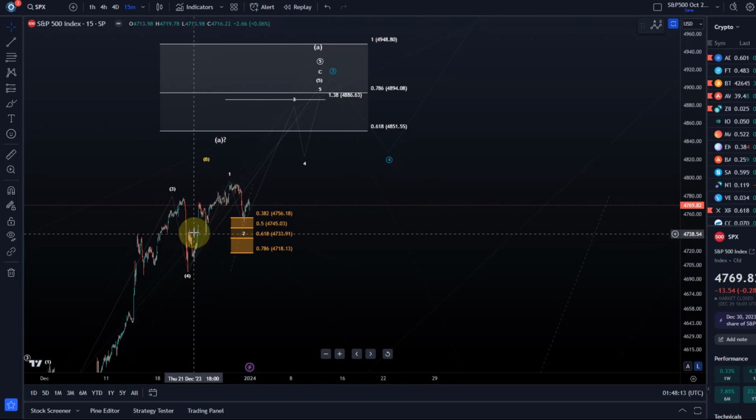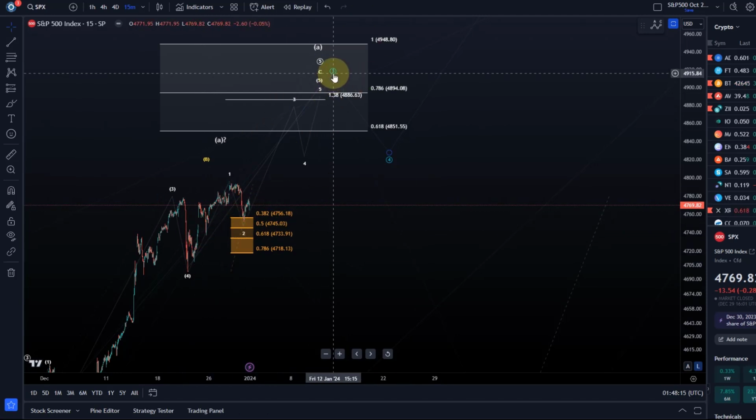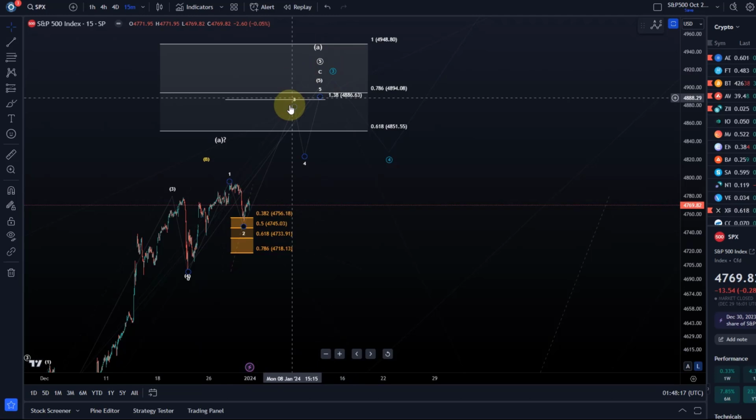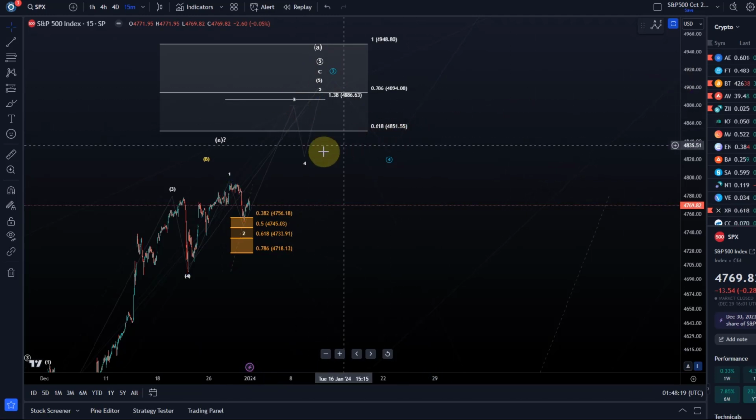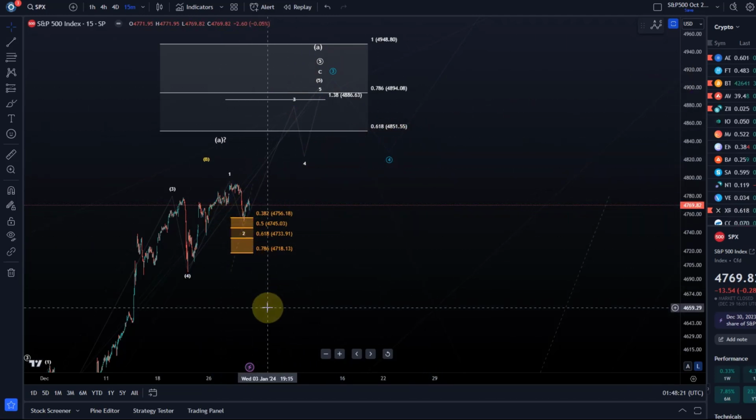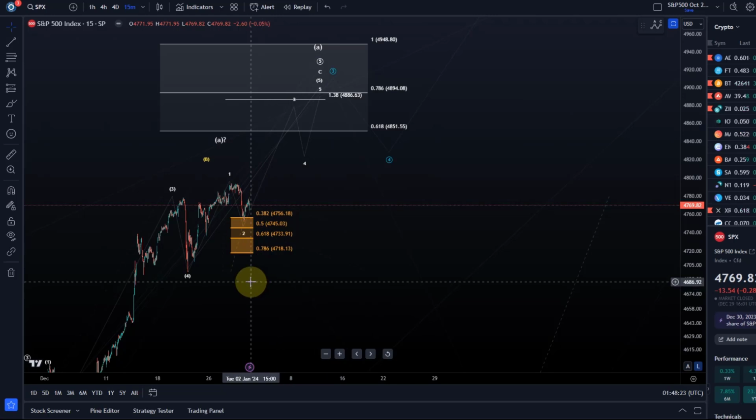So yes, I think it's worth being cautious. We're very much overextended, but I wouldn't call a top in place until the price has at least broken below micro support. That's my update about the S&P.